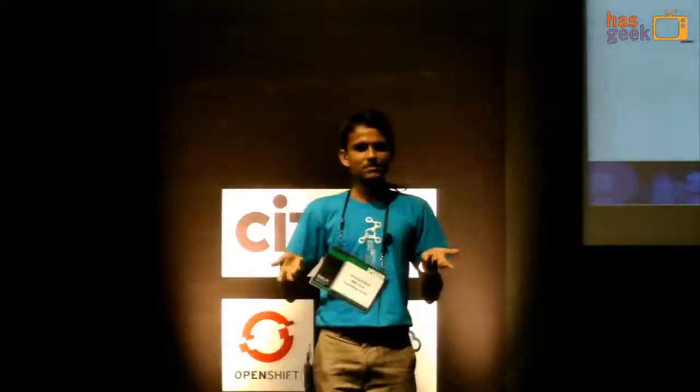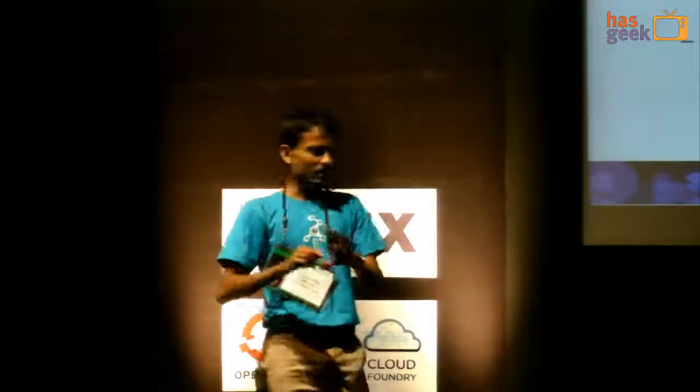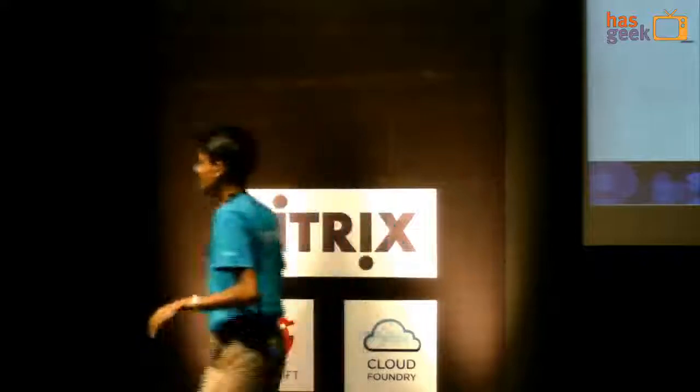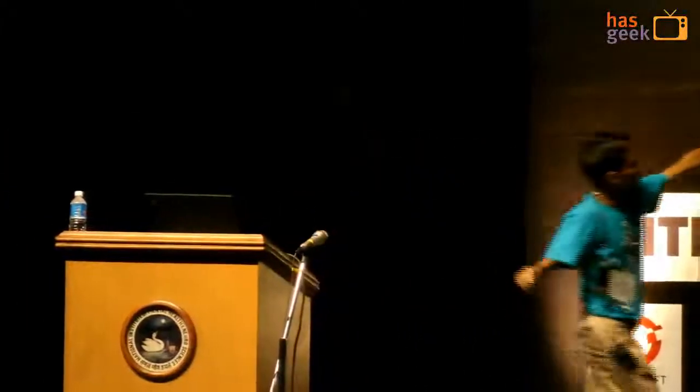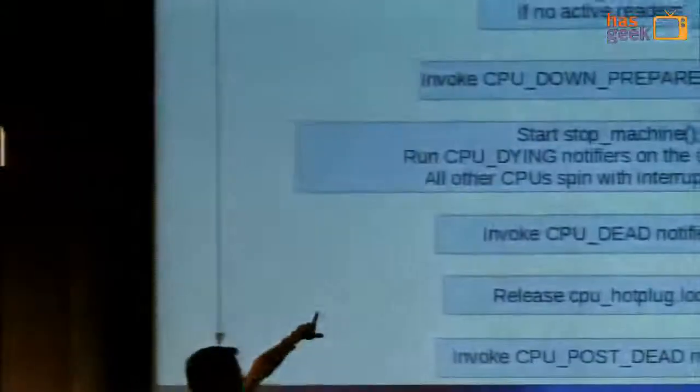So stop machine, what it does is, it runs CPU stopper threads on everybody. CPU stopper threads are the highest priority threads. Whatever is running will be preempted and you will run these things. And it will identify the CPU you want to take offline. On that CPU, you will run the CPU dying notifiers with interrupts disabled. All other CPUs spin with interrupts disabled. Okay, this was the design. And this is the writer.